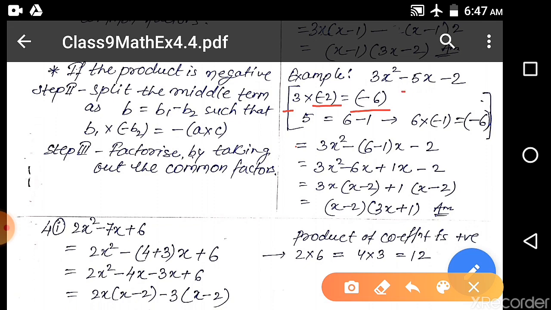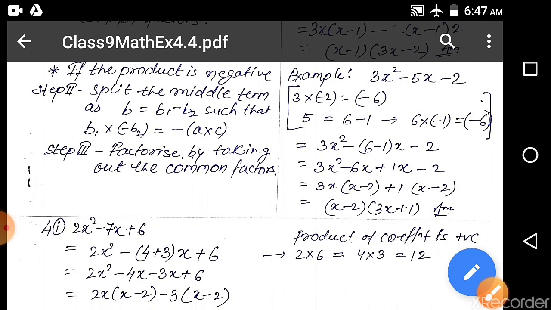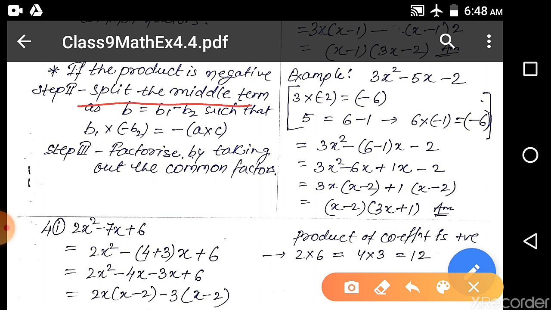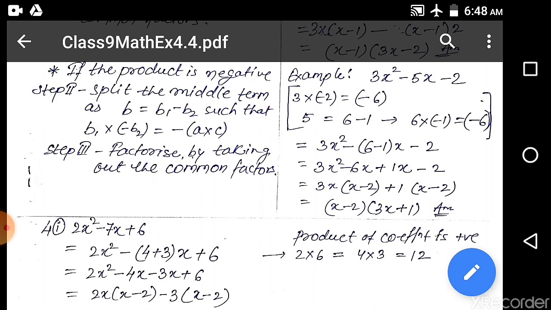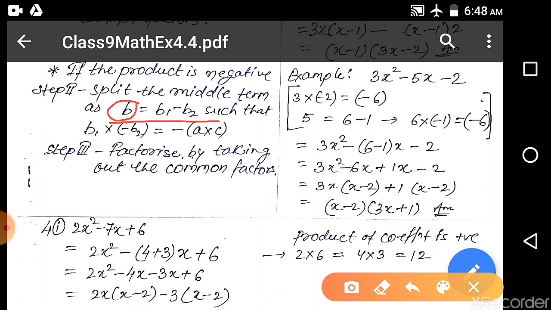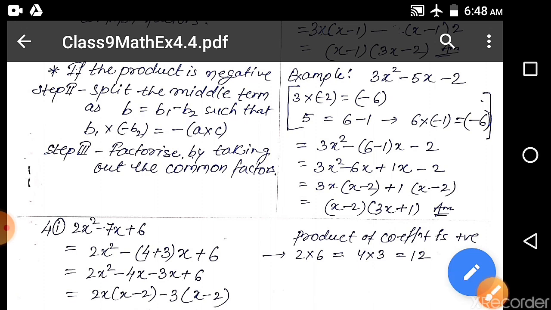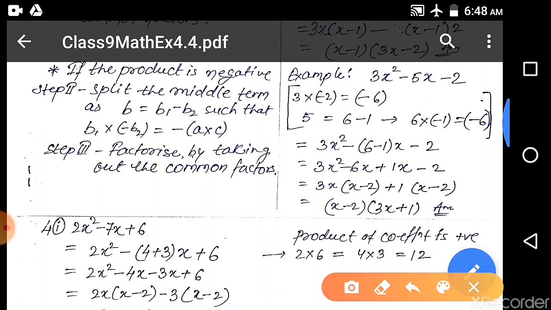Now, in the second step, we have to split the middle term in such a way that b equals b1 minus b2, that means the difference of two terms. We will split b in such a way that we get b by subtracting two terms. So here we have to get this 5 by subtracting two terms.